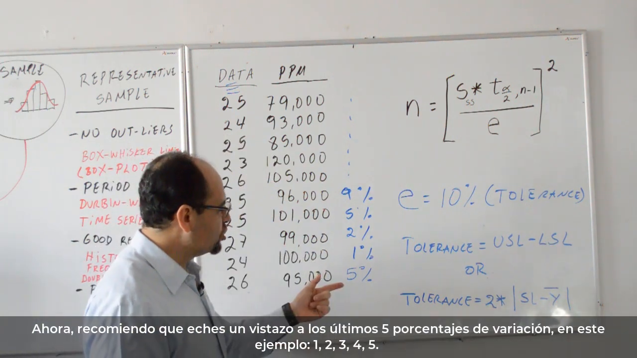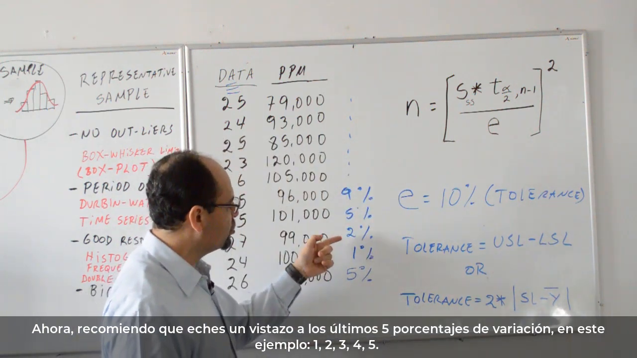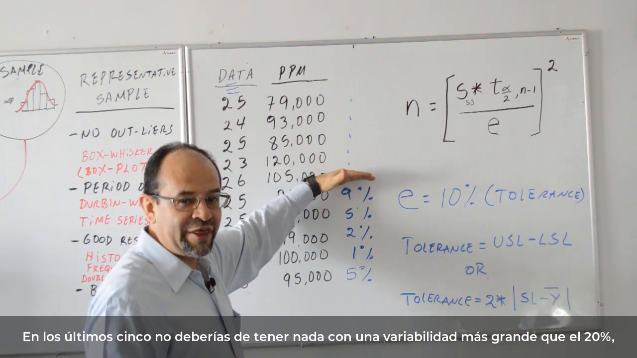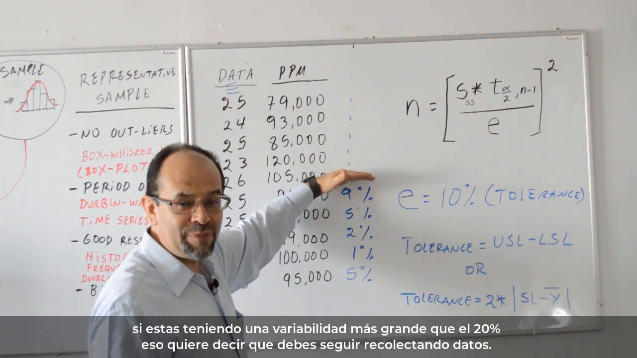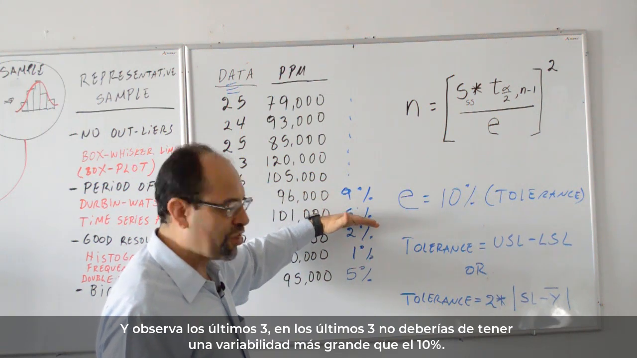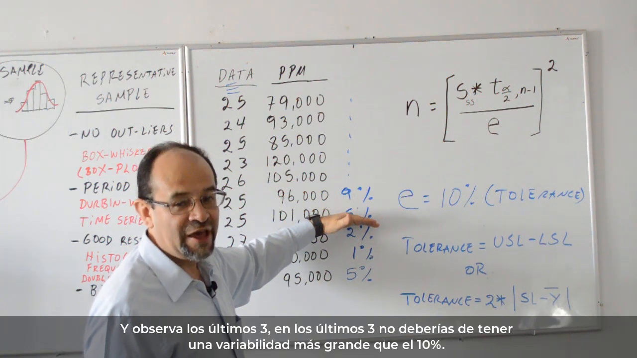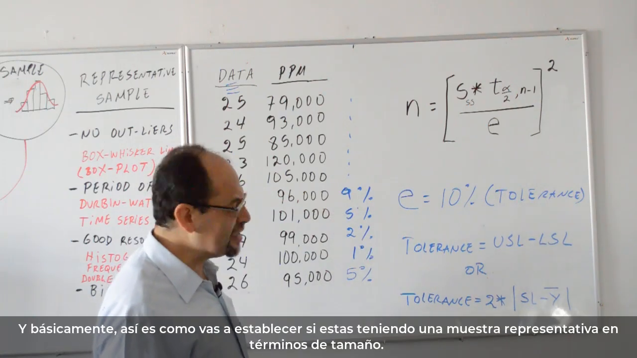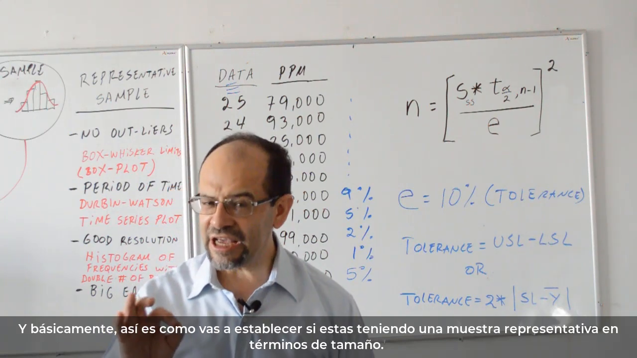Then I recommend that you take a look at the last 5 percentages of variation. So in this example, 1, 2, 3, 4, 5. In the last 5, you shouldn't have anything with a variability greater than 20%. If you are having a variability greater than 20%, that means that you should keep collecting more data. And take a look at the last 3. In the last 3, you shouldn't have any variability greater than 10%. Again, if you are having more than 10%, that means that you should keep collecting more data. And basically, that's how you are going to establish if you are having a representative sample in terms of size.